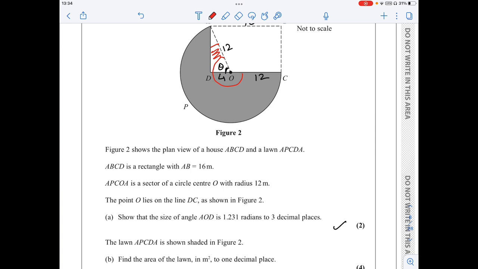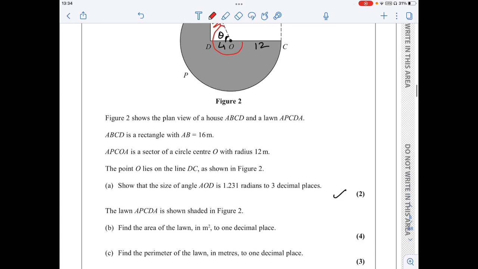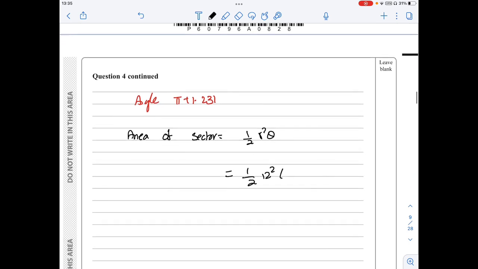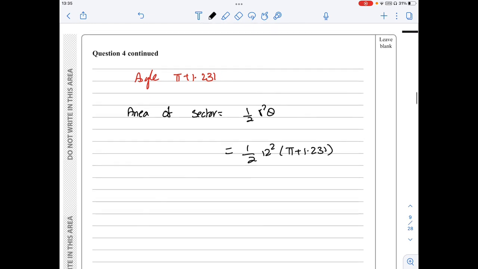That angle I need to know, which is nothing but how much? Pi plus theta. The angle is pi plus theta, which was 1.231. So that's going to be the angle. Now the area of the sector. Sector is 1 upon 2 r square theta. So 1 upon 2, r is nothing but 12, 12 square, and theta is pi plus 1.231. That's going to be the area of the sector.